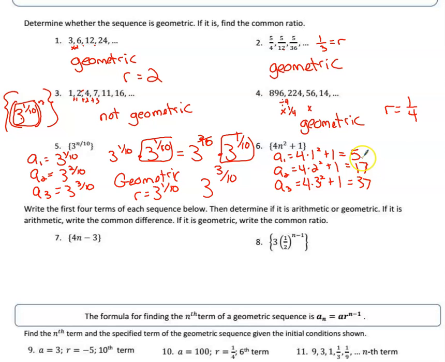You can always double check that. If the first ratio is 17 divided by 5, well, the next one is 37 divided by 17. Those are not the same thing. If this were geometric, those would have to be the same ratio. So this one is not geometric.